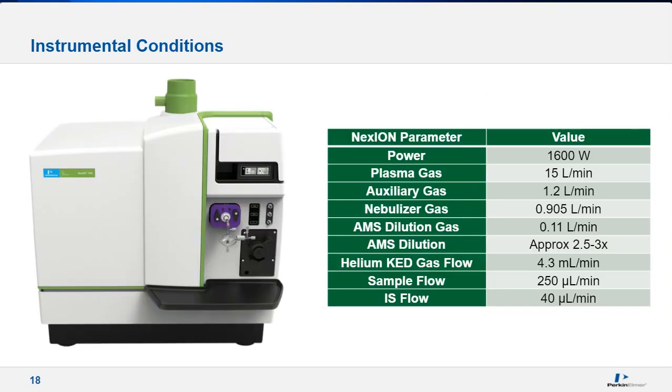Okay, so here are some example instrumental conditions. These are instrumental conditions used for some of the data that's shown later. Note that helium is used for KED mode. KED mode stands for kinetic energy discrimination, or collision mode. It was run at 4.3 milliliters per minute, and the resulting all matrix solution, or aerosol dilution, was in the range of 2.5 to 3 for this method.